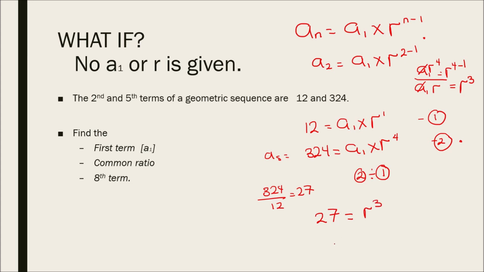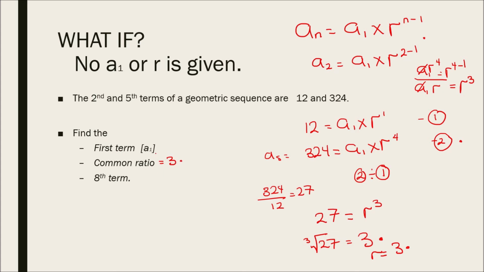What do we do? We have to find the cube root of 27. Okay, the cube root of 27. We have to find the cube root to cancel this cube. And the cube root of 27 is 3. So our common ratio, our r, is 3. Okay, our common ratio is 3.